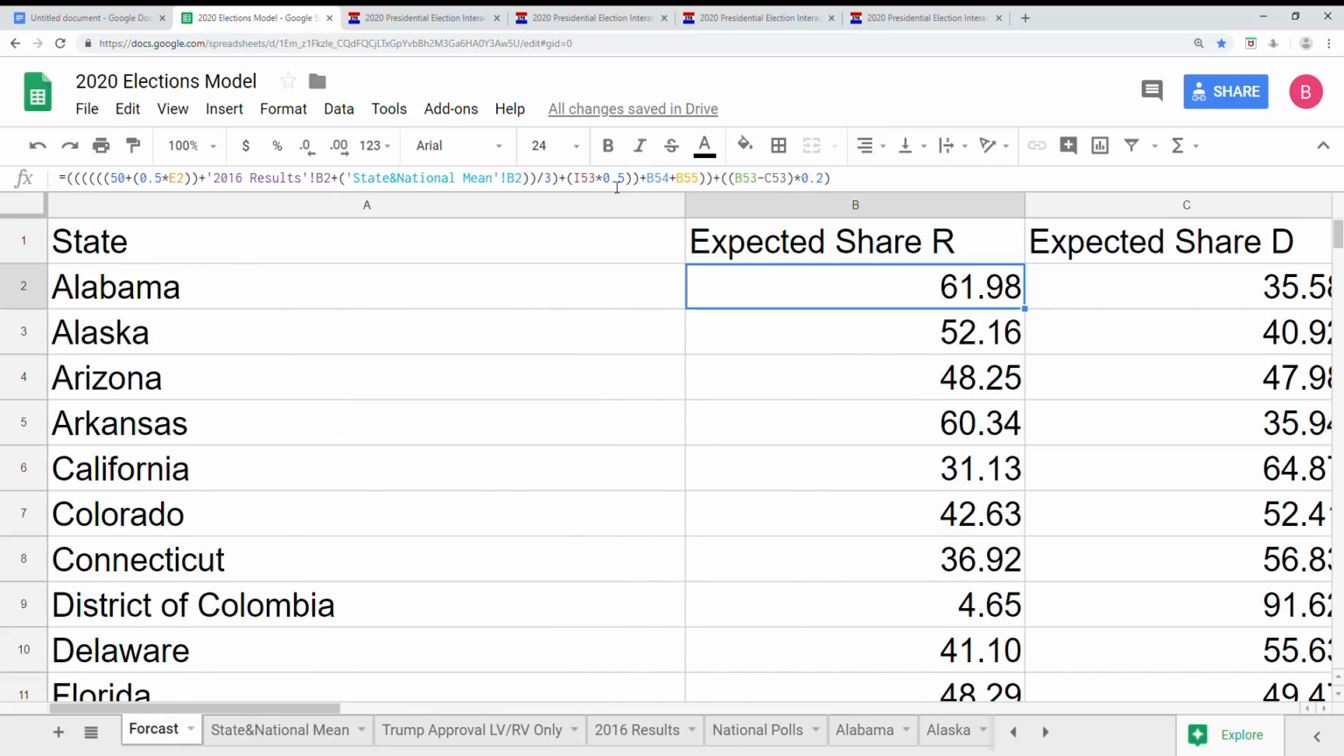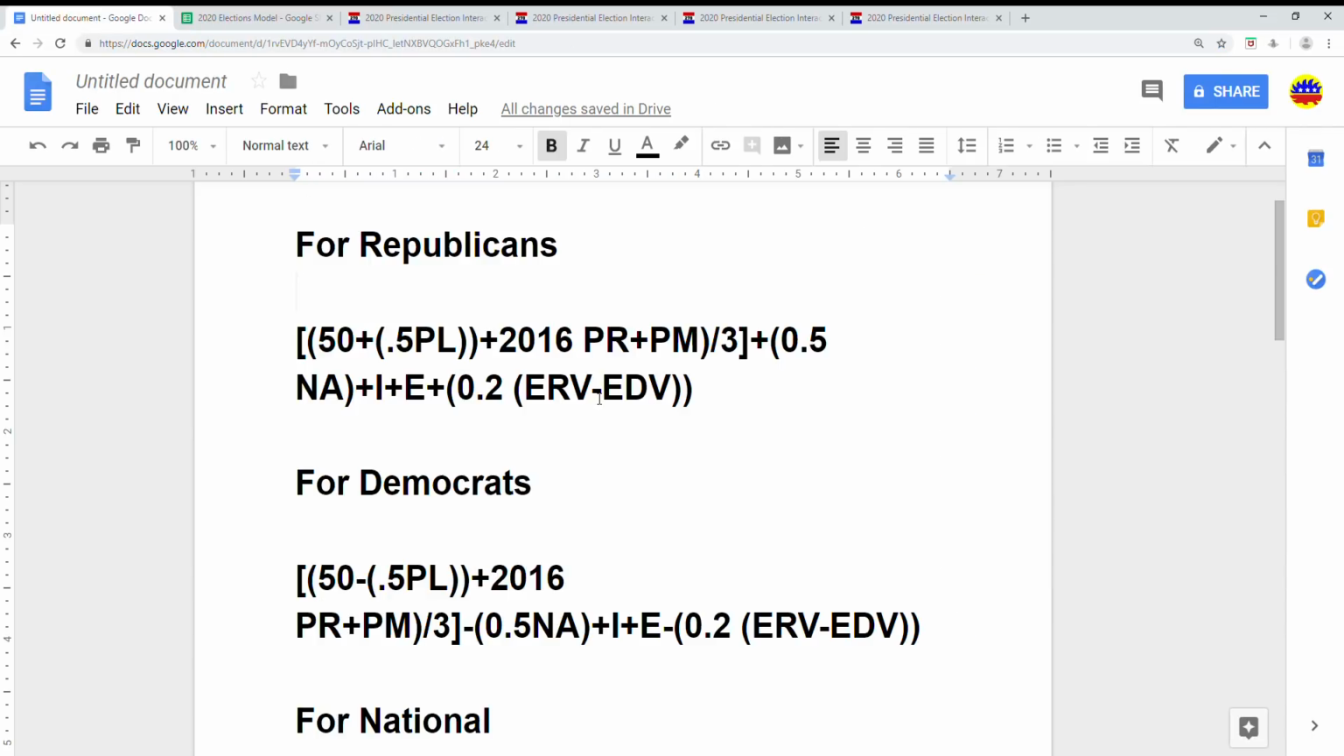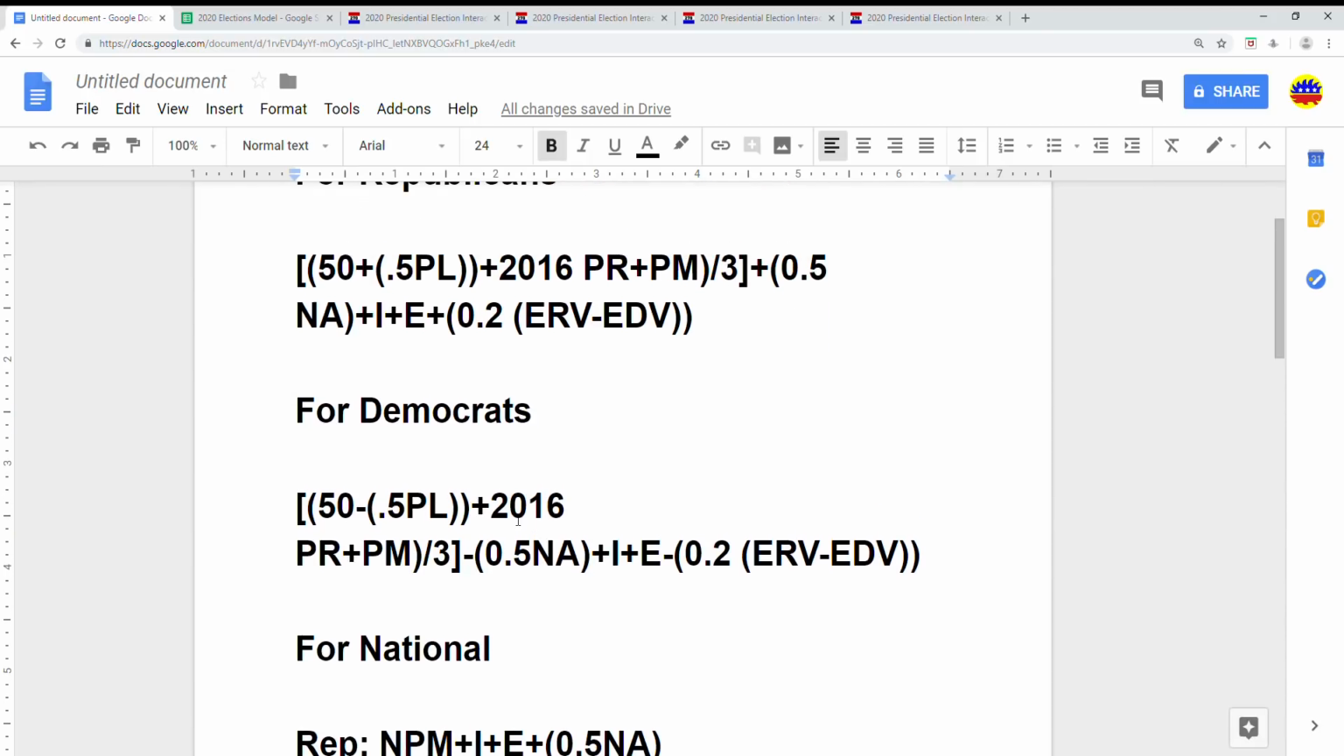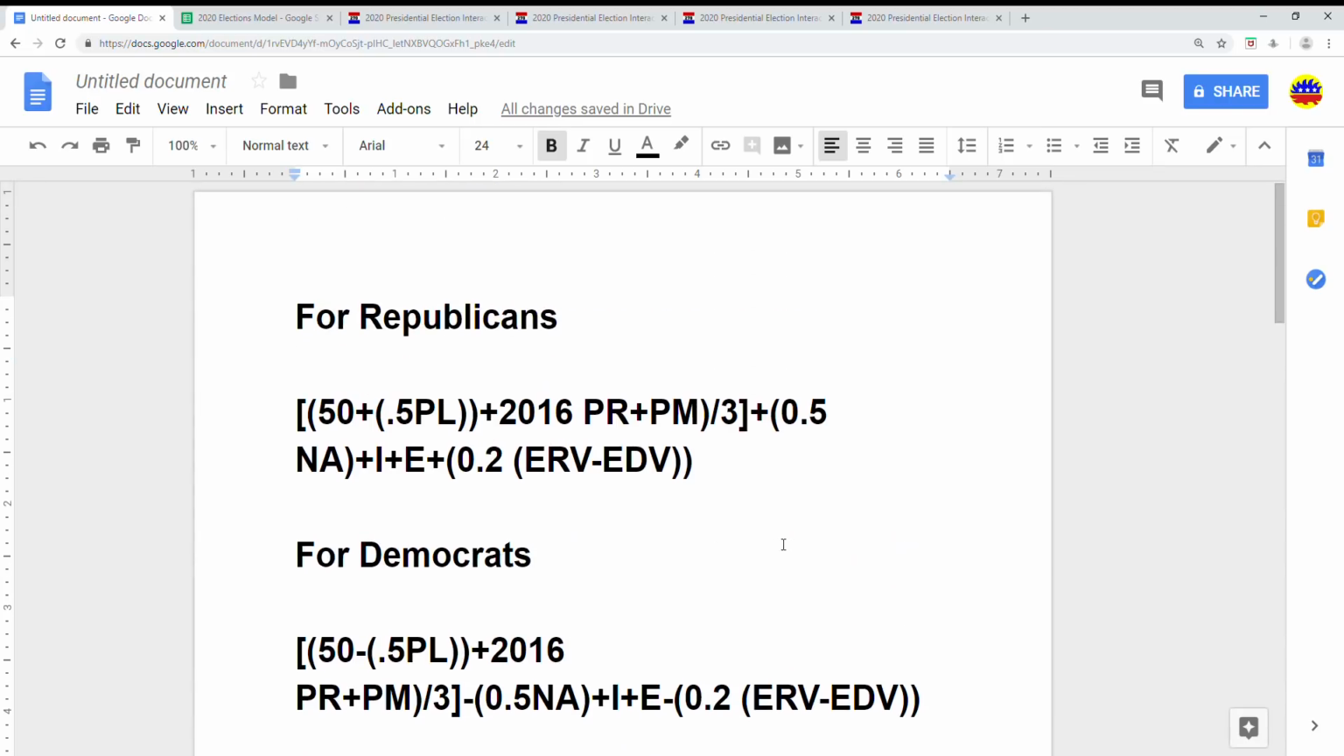Anyway, so the next factor is we add half of net approval, or in the Democrats' case, subtract half of net approval, because right now it's negative. If that ever flips to a positive value, I'm going to flip the operation signs.